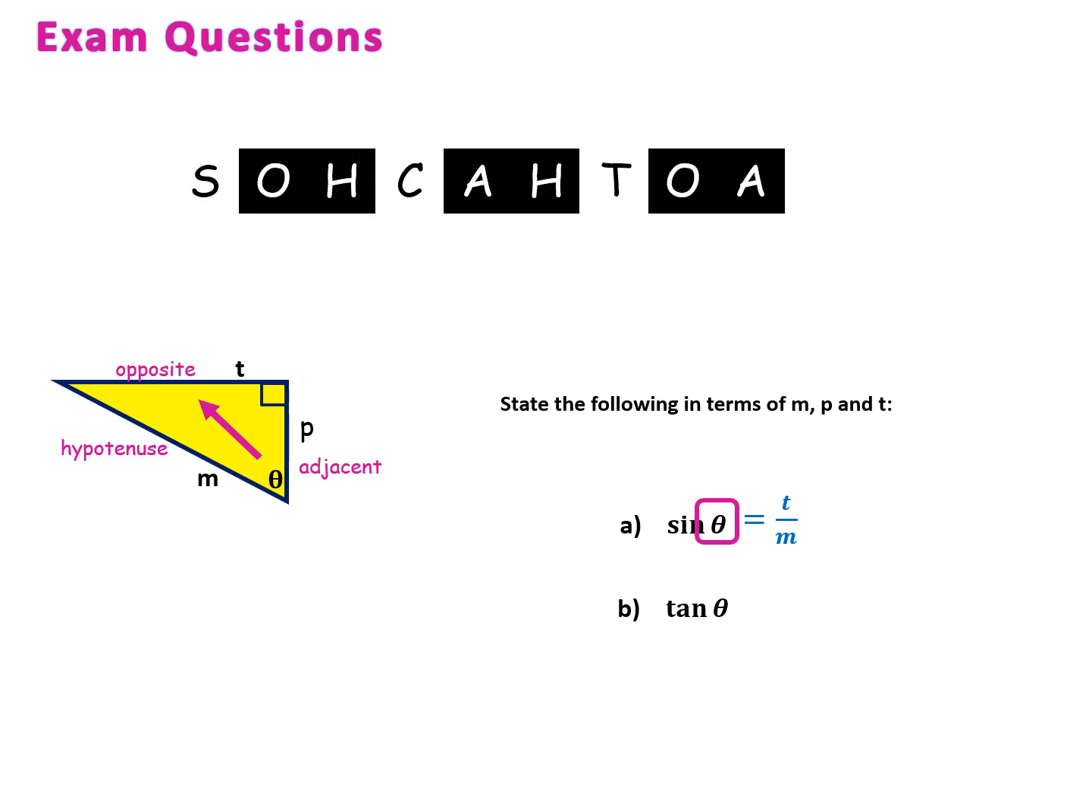If I ask you to work out tan theta, if I look at SOHCAHTOA, tan is opposite over adjacent. So it means it's the opposite side over the adjacent side. So it will be T over P. And finally, if I ask you cos theta, according to SOHCAHTOA, cos is adjacent over hypotenuse. So the adjacent side is P, and the hypotenuse is M. So it's just P over M. And that's how they could ask it in an exam.